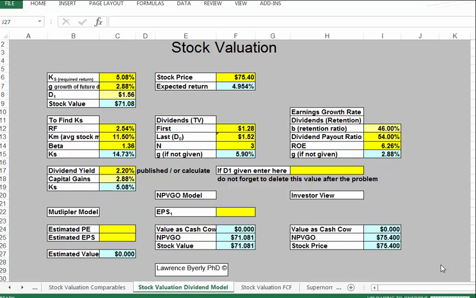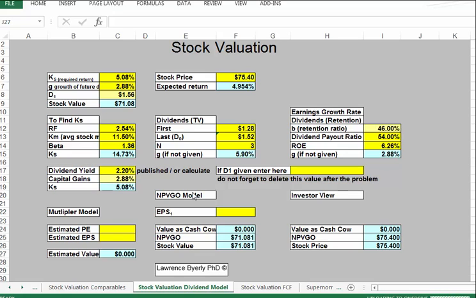All right, I'd like to take a moment to talk about another one of the stock valuation models that we can get from the dividend valuation process. And that is down here at the bottom, we have something called NPVGO. That stands for Net Present Value and Growth Opportunities Model. What this does is it allows us to explore the creation of value.